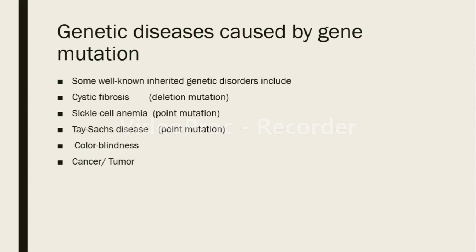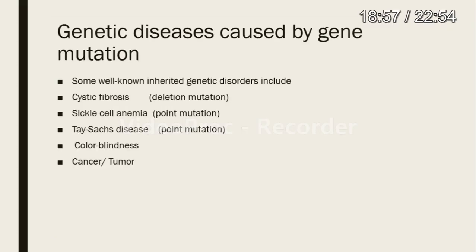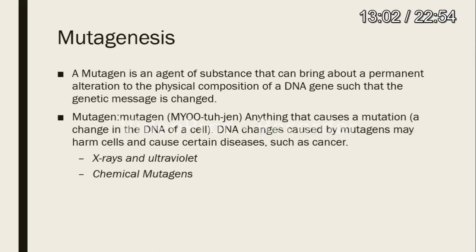Point mutation examples: sickle cell, Tay-Sachs disease, color blindness, and tumor. So this is the pictorial representation of how DNA changes. When a DNA is replicated, a single base pair changes, and as a result the mutation takes place. A single base pair changes, so a single gene of the chromosome may change. So that is the mutation.